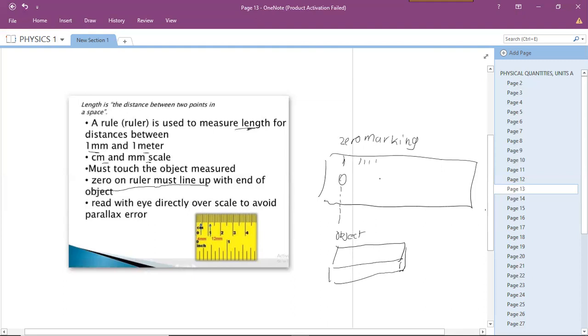So your eyes have to be directly over the scale to avoid what we call parallax error, which is error due to your eye perception, how you're supposed to see. Well, what do I mean by this? Let me show you a diagram.